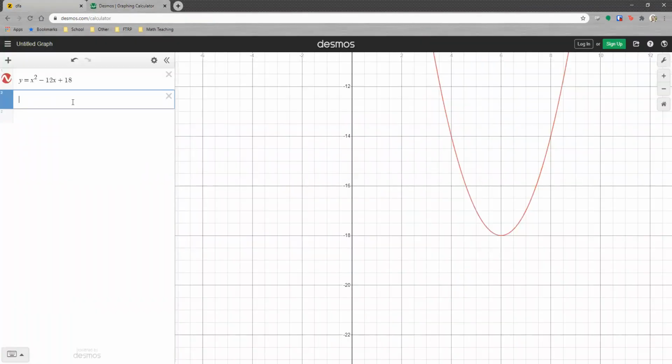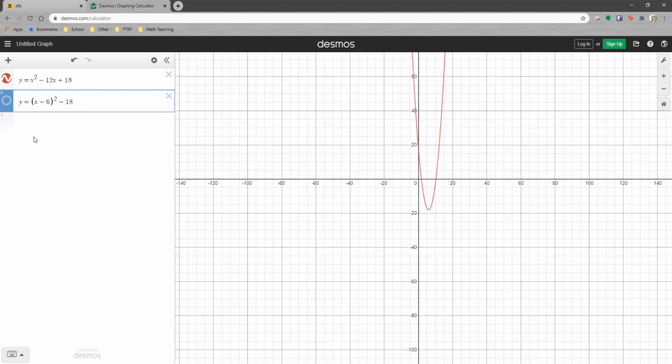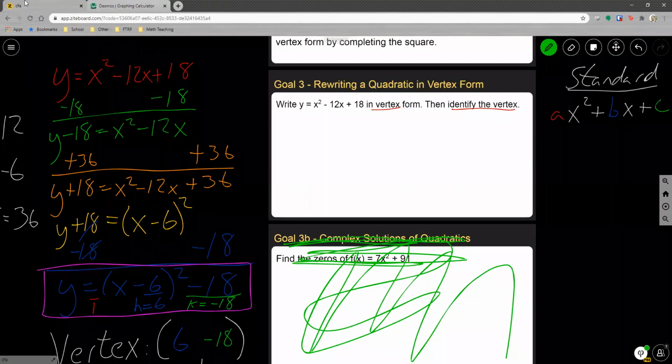I can even show that these are equivalent equations. y equals (x minus 6) squared minus 18. As you can see, the two graphs are right on top of each other. Blue, red, same graph. So there we go.